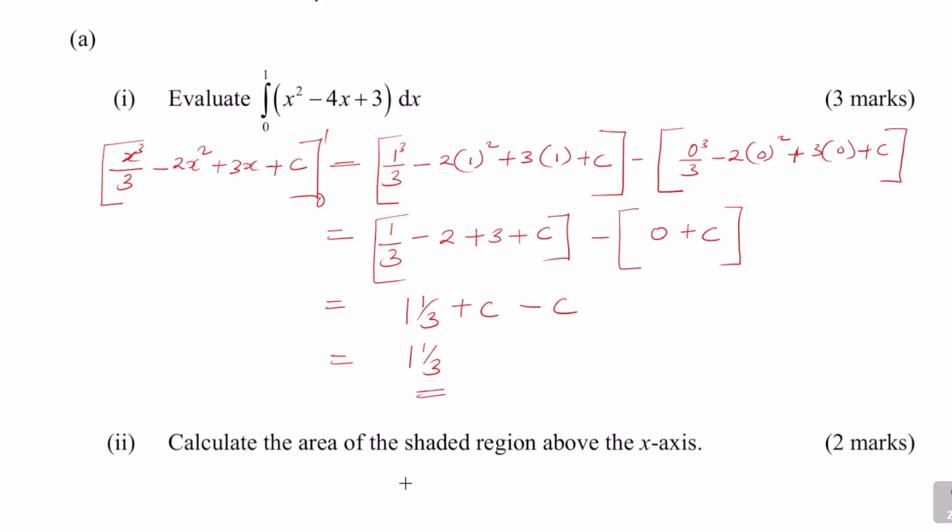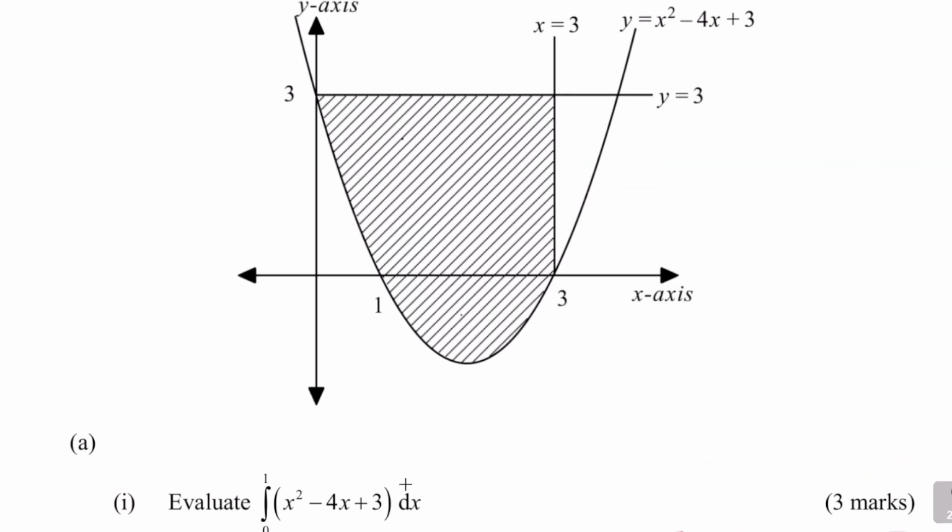Then you go to part 2. Calculate the area of the shaded region above the x-axis. So you can see the shaded area above the x-axis. For that one, you will identify this shape. There is a shape here that is a square. We'll get the area of this square here.